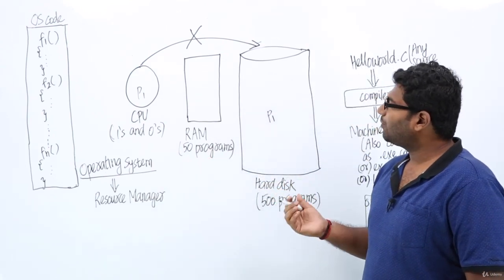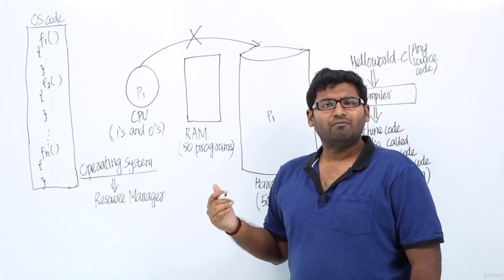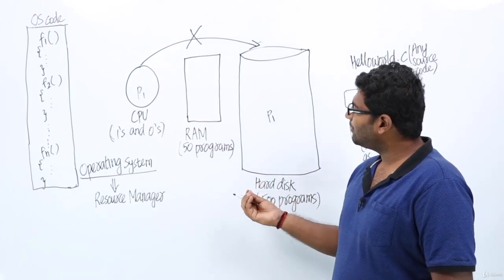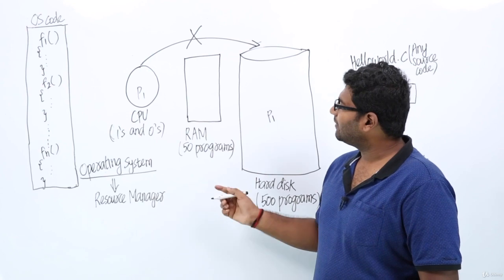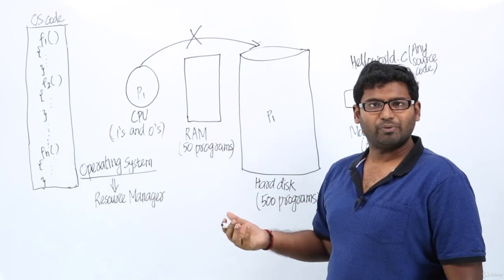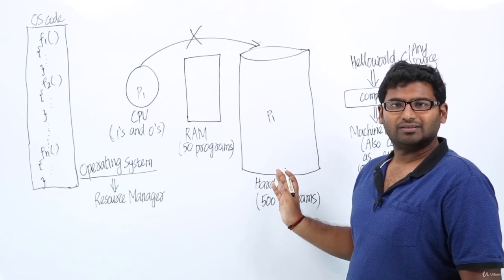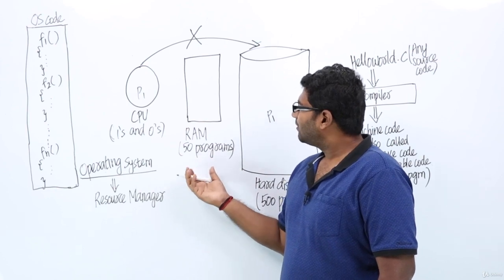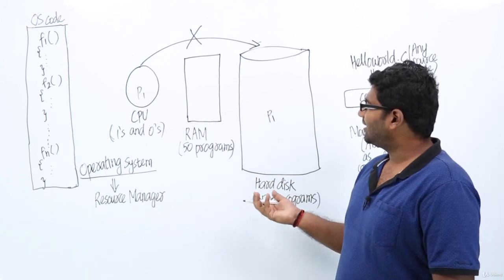One answer you might come up with is that we need to move the 50 programs which the CPU will request next in the future, the 50 programs which the CPU is most likely to refer to next. Why? Because if the program the CPU is asking for is present in the RAM, it will take very little time for the CPU to execute. Whereas if it is not present in the RAM, we need to access the hard disk, so it is going to take a lot of time. So you might say we need to keep the 50 programs most likely to be requested by the CPU next. But there is a big problem here.